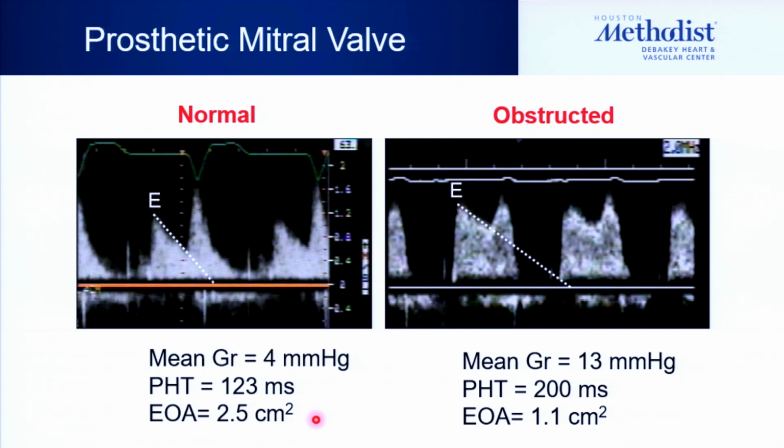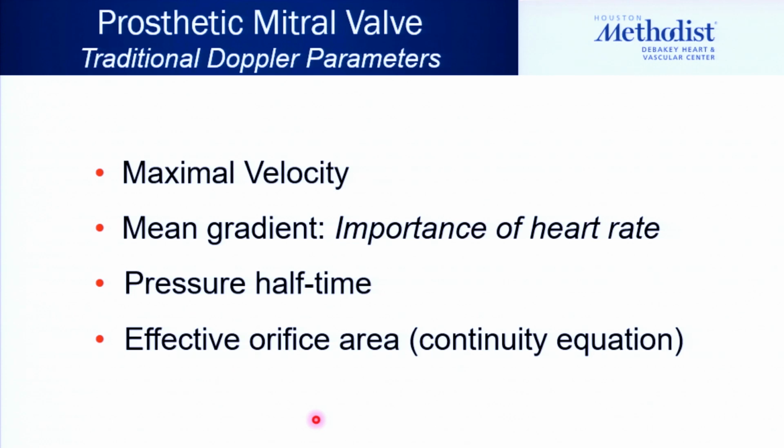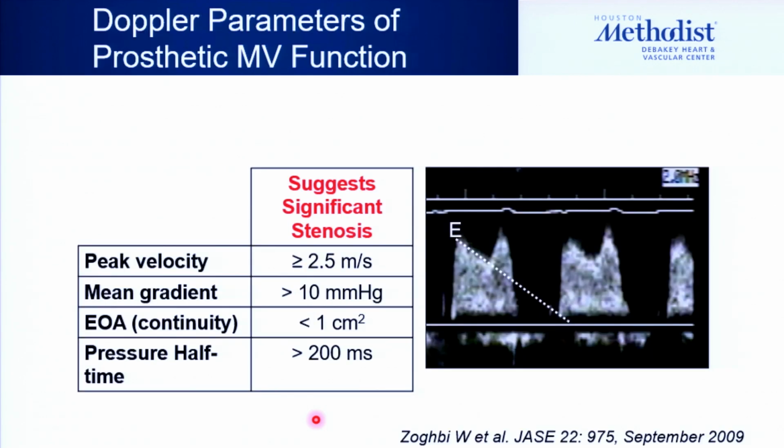So for understanding effective orifice areas, we use the continuity equation, knowing that you cannot use it if there is significant mitral regurgitation in a mitral position, or if there is significant aortic regurgitation also in a mitral position. As I mentioned to you, maximal velocity, that's what we report, mean gradient, importance of heart rate, pressure half time, and effective orifice area.